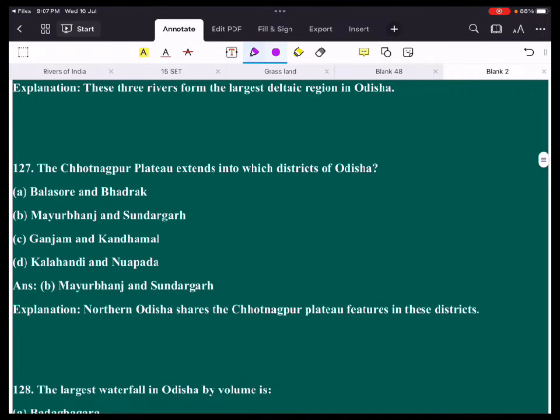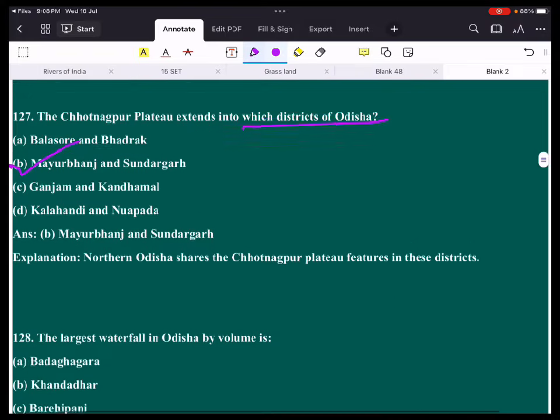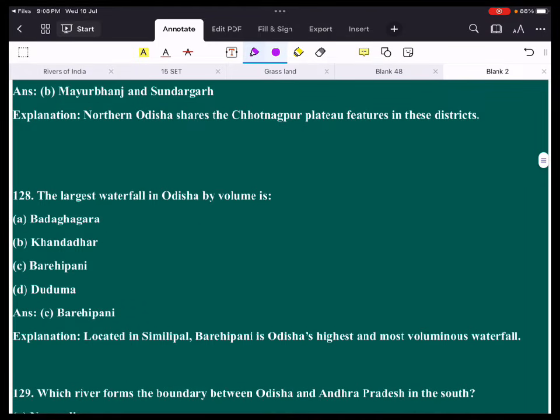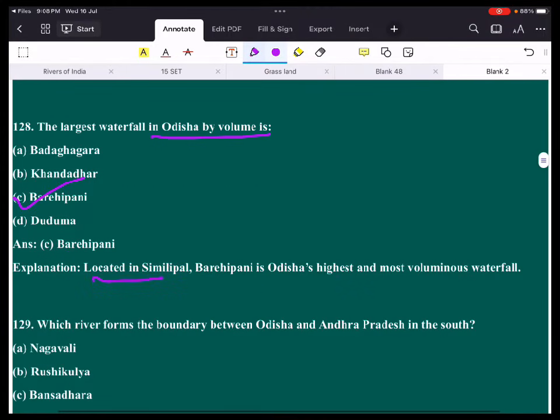Question number 127. The Chota Nagpur Plateau extends into which district of Odisha? That is Mayurbhanj and Sundargarh, option B. The largest waterfall in Odisha by volume, that is Bhorai Pani. Located in Simlipal, Bhorai Pani in Odisha is the highest and the most voluminous waterfall.